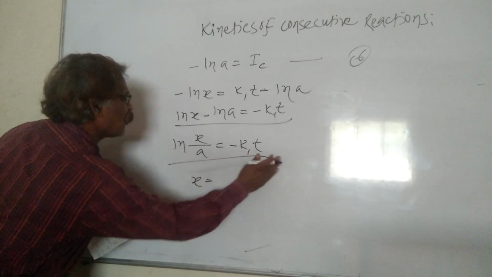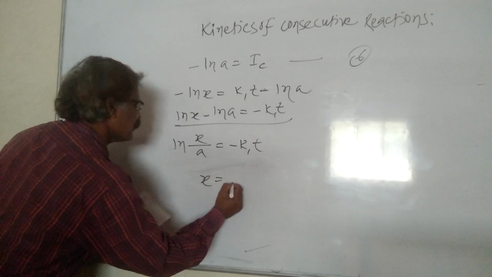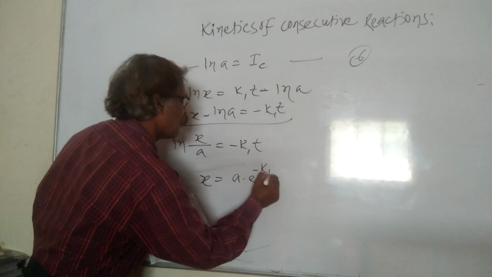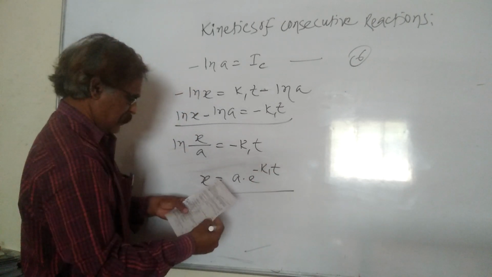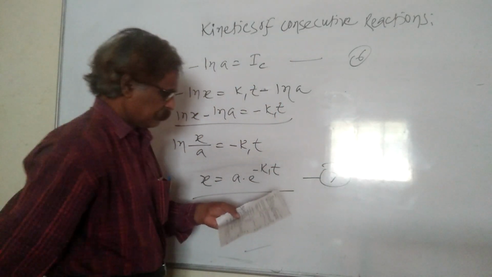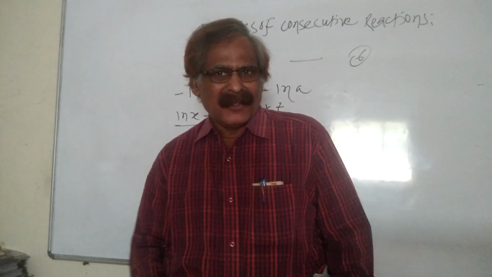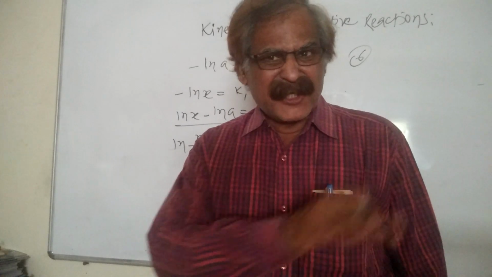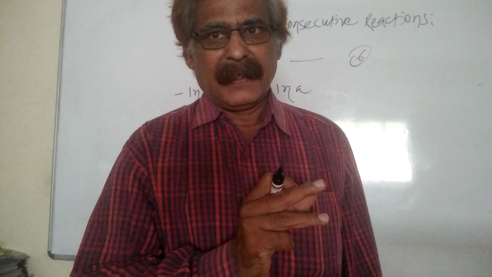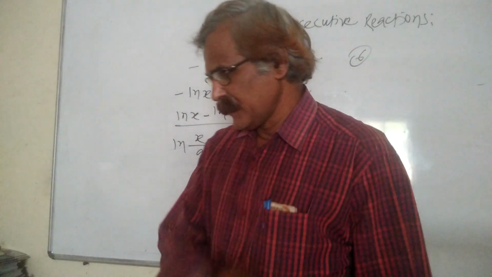So taking anti-logarithm, what we get? x is equal to a into e to the power minus k1 into t. And let us suppose this is equation number 7. So in this way we have got an expression for x. Isn't it? And what is x? The concentration of A after time t.